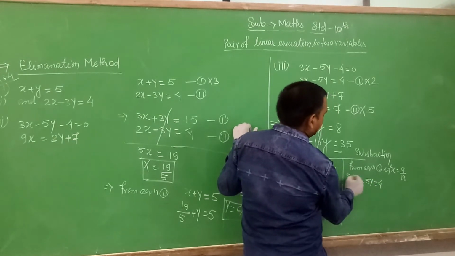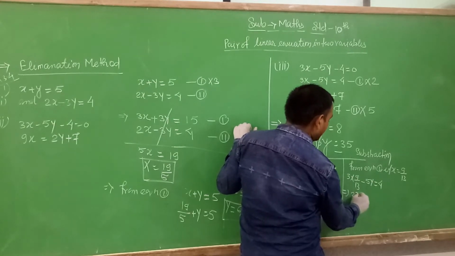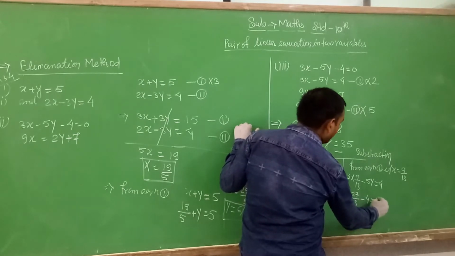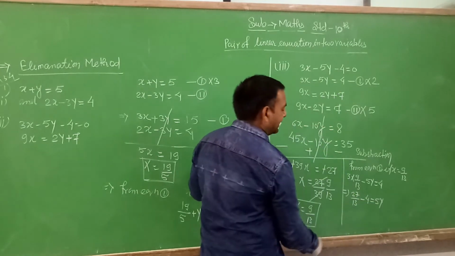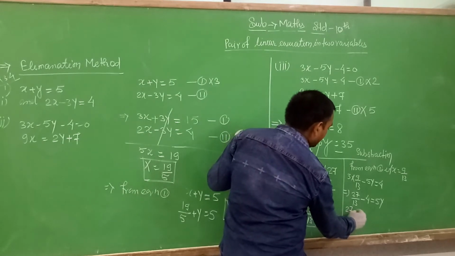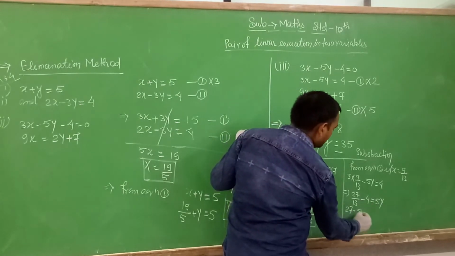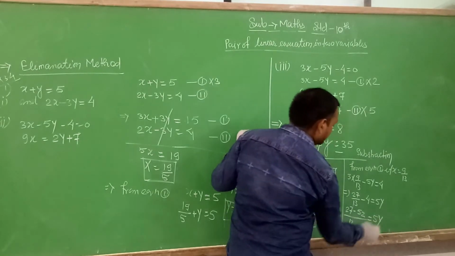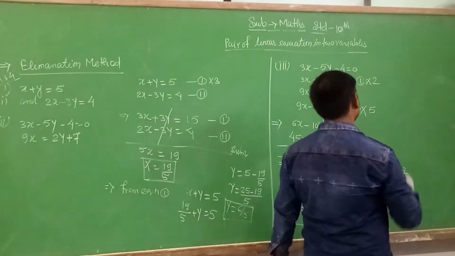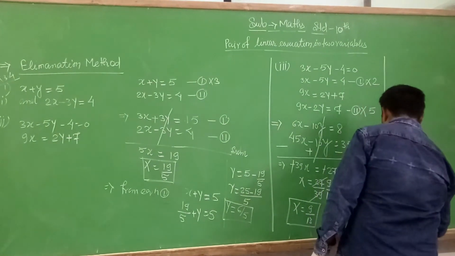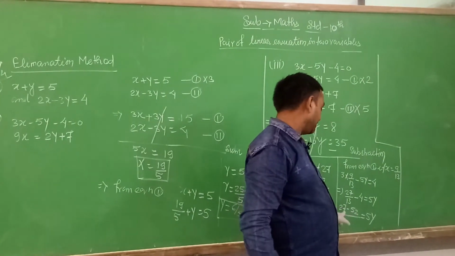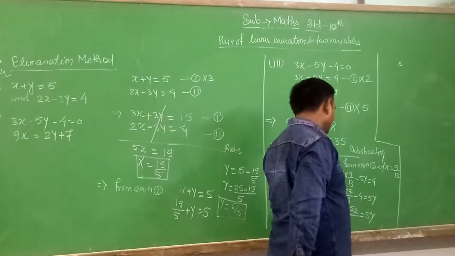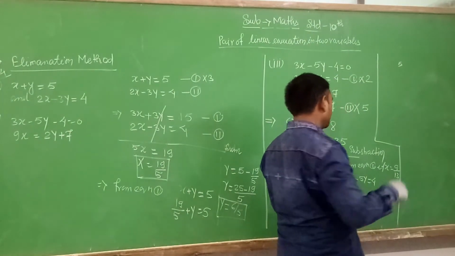So you see, 3 times 9 is 27 upon 13, and this minus 4 is equal to 5y. You take the LCM: 27 minus 13 times 4, which is 52, divided by 13, is equal to 5y. So 27 minus 52, here 12 minus 7, it is a 5, then 4 minus 2, it is a 2.